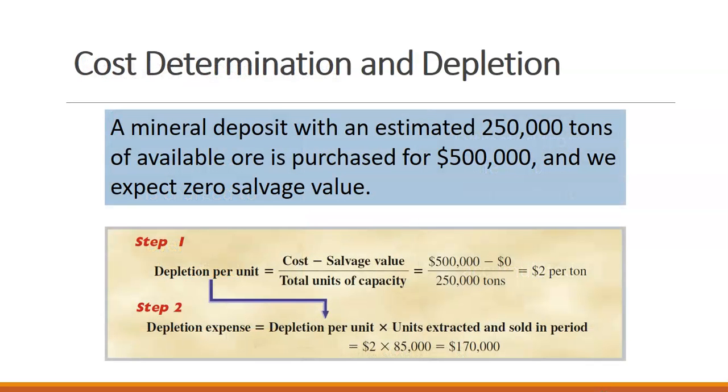So in this example, we have a mineral deposit with an estimated 250,000 tons of ore. We purchased it for $500,000 and we expect zero salvage value. We use the depletion per unit amount. So we're going to take cost minus salvage value divided by our total units of capacity. Then each year when we record our depletion expense, it is times the units extracted and sold in that period.